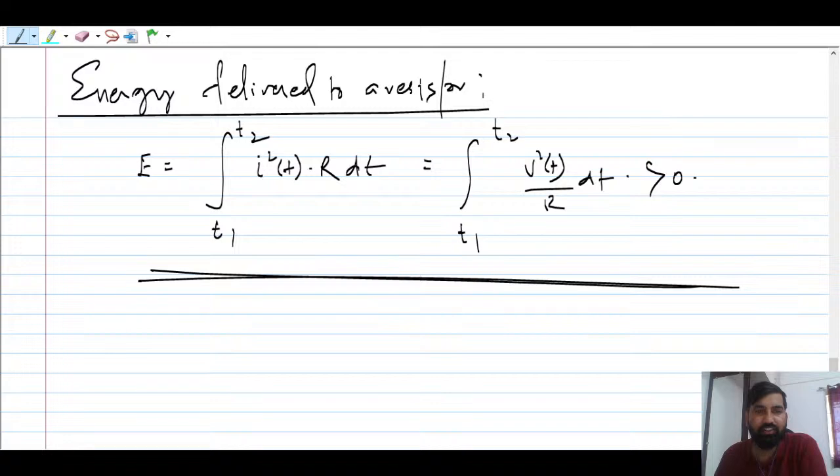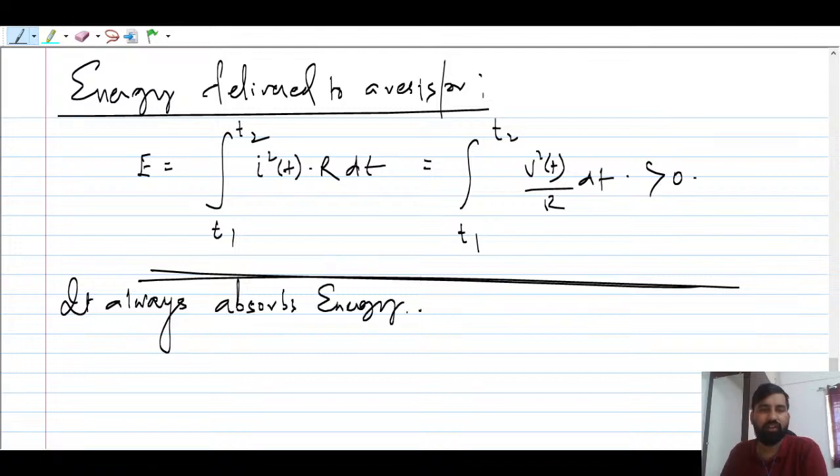So a resistor always absorbs energy; it cannot deliver net energy. Remember this.